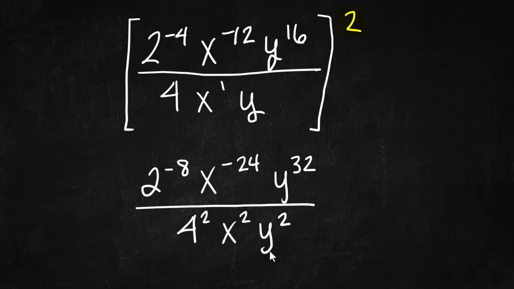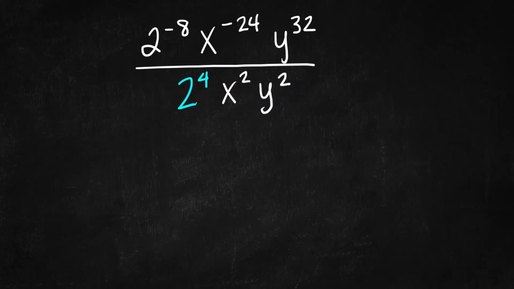Now here, I'm going to do something you may not expect, but it'll make the work a little bit easier. I'm going to rewrite this 4 as 2 squared and raised to the 2nd power. You'll see why in a sec. I just want you to see somebody using that little trick, so if you need it, you have it. What we have now are 3 same bases, 2, 2, x, x, y, y.